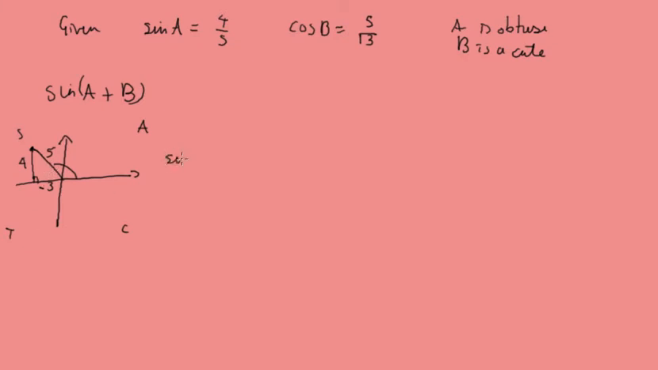So the sine of A equals 4/5. The cosine of A would be minus 3/5, and the tangent of A is equal to minus 4/3. So this here would be the obtuse angle of A.